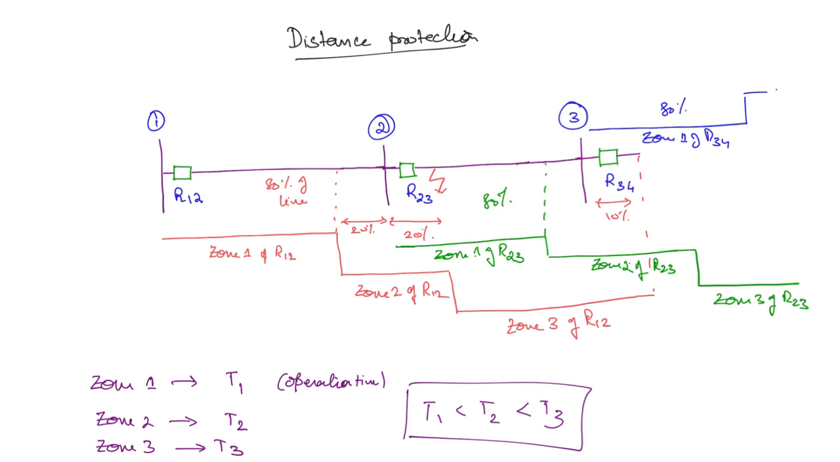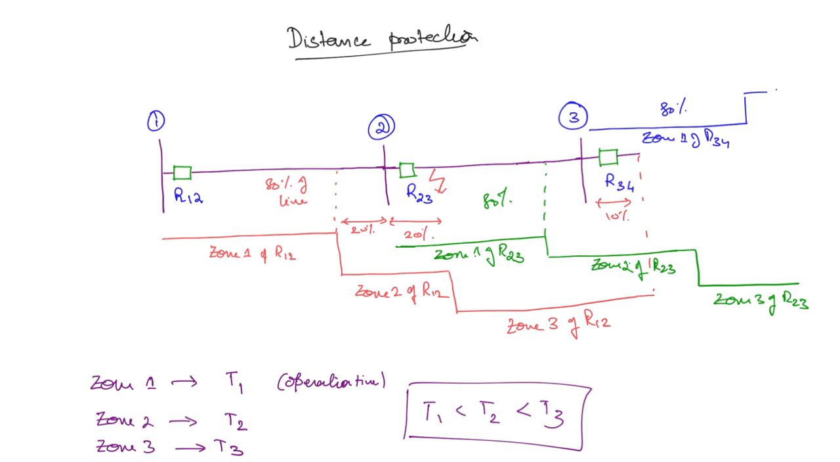Now one more doubt that you may have is why only 80% of the line is being protected by R12 without any time delay. Why not the other 20%? The distance relay operates depending on the impedance, right? The last 20% it leaves off because if the fault is happening here or the fault is happening here, it will not be able to differentiate.